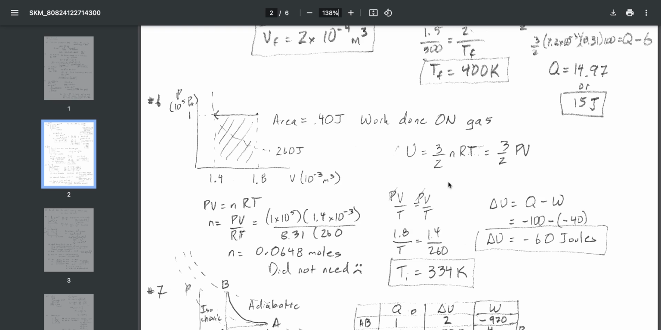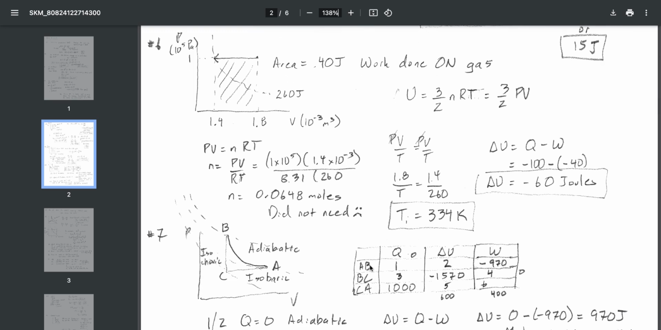And then the energy removed from the gas is 100 joules. So they took it out, so Q is negative 100. And calculate the change in internal energy of the gas. So Q is negative 100, and the gas has work done on it because it's being compressed. So that W has to get a negative value because it's being compressed. So that ends up being negative 100 minus negative 40. It's going to be negative 60 joules.